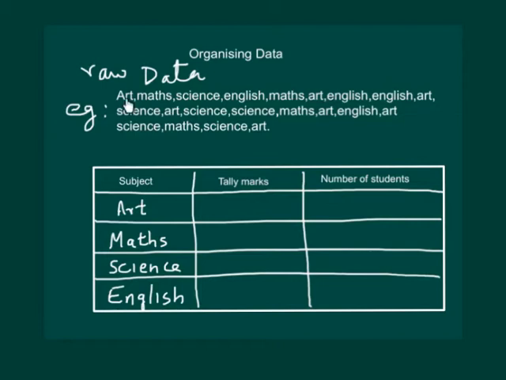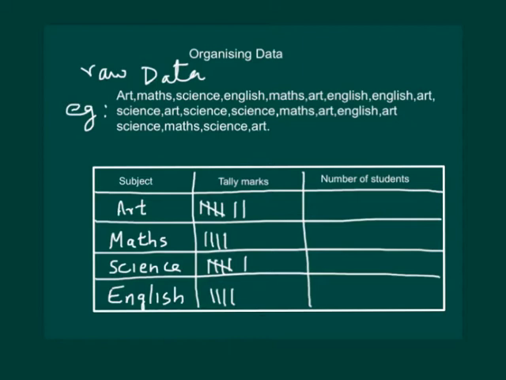We see that first we have art. So we will mark one line in the art column. Second, we have maths. So we will have one line in the math column. Then we have science. So one in the science column. English. So one in the English column. Again, after that we have maths. So one dash in the maths column. And likewise, we will continue for the whole data and complete our tally mark column.